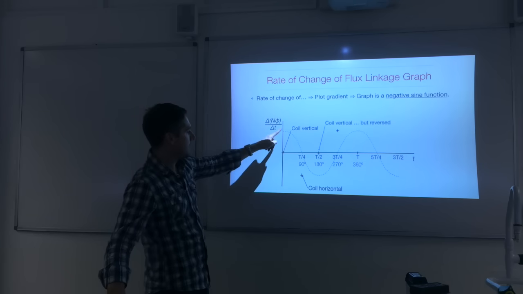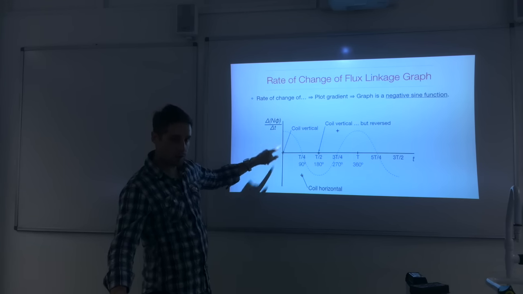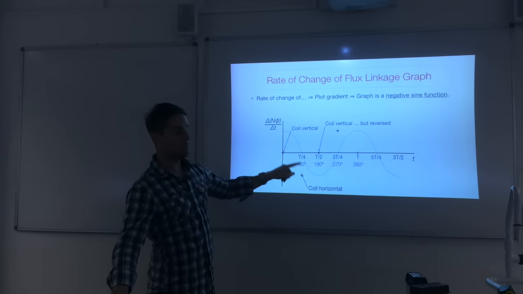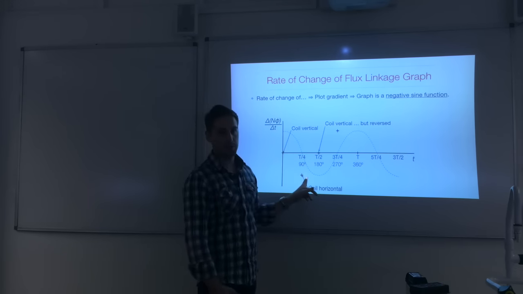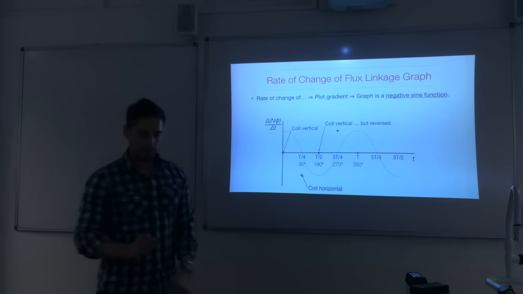So when the coil is vertical, you get 0 rate of change of flux linkage. When it's horizontal, you get maximum rate of change of flux linkage. This is maximum and negative though, because you've got that negative gradient. Back to 0, back to positive.